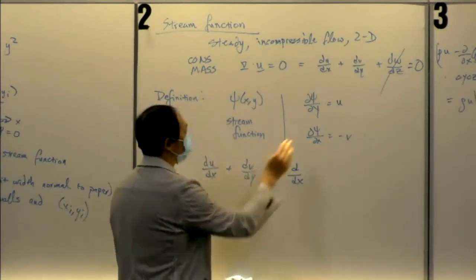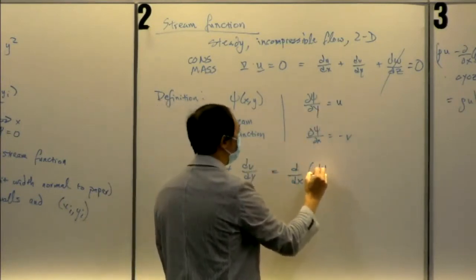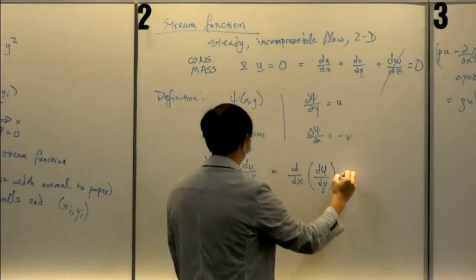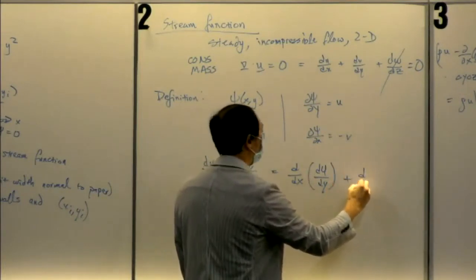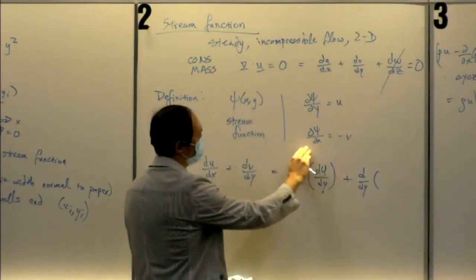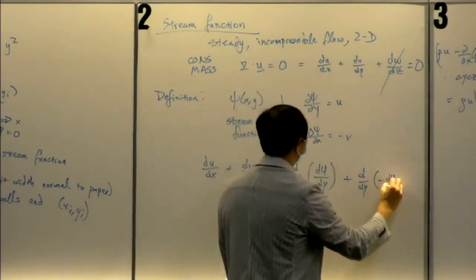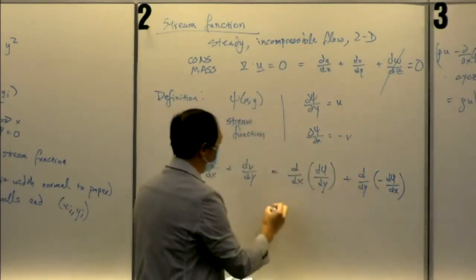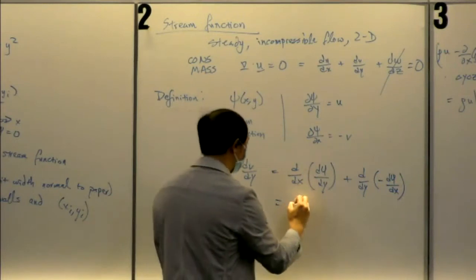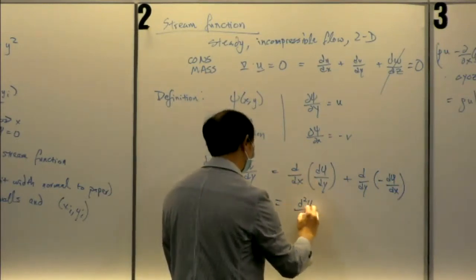So basically, this is d by dx of u. So I'm going to put in d psi dy here. Plus, and this is d by dy of v. So I'm going to put negative d psi dx here. And this is going to get us two second derivatives.